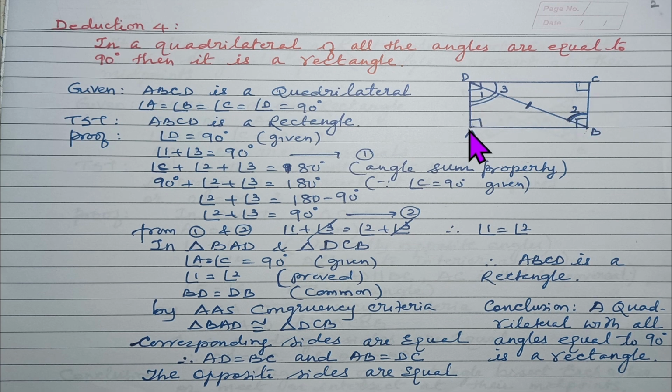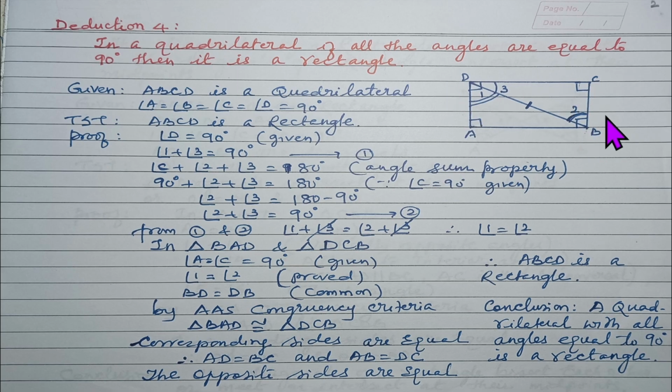So we have angle 1 is equal to angle 2. But angle A is equal to angle C, and that is 90 degrees. DB is equal to BD. Therefore, in triangles ABD and CDB, we have the side DB equal to BD, angle C equal to angle A, and angle 1 equal to angle 2. That means by the angle-angle-side congruency criteria, triangles ABD and CDB are congruent, and if the two triangles are congruent, then the corresponding sides are equal. Therefore, AD is equal to BC and AB is equal to DC.